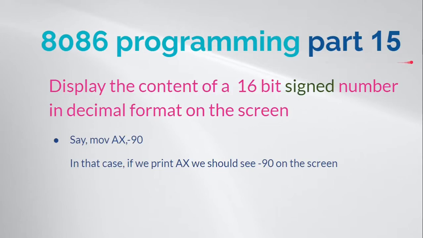Hello guys, this is part 15 of our 8086 programming tutorial. In this part of the video, we are going to write a program to display the content of a 16-bit signed number in decimal format on the screen.